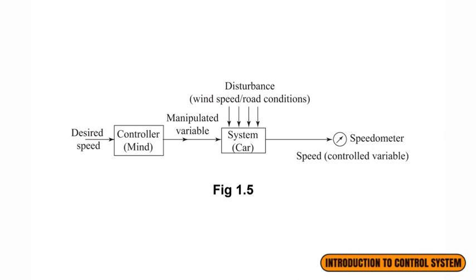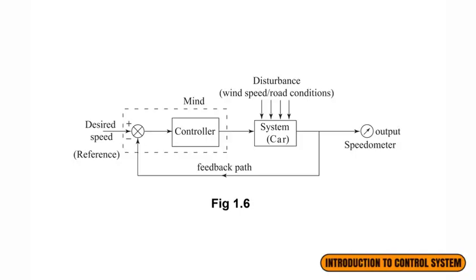So this is called open loop system. Here we are not using the output to adjust the input. That's why it is called open loop system. So open loop control system fails to maintain the output at the constant value or desired value. The output cannot be maintained at the desired value because of disturbances.